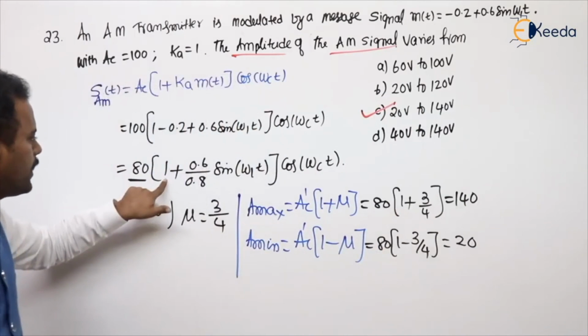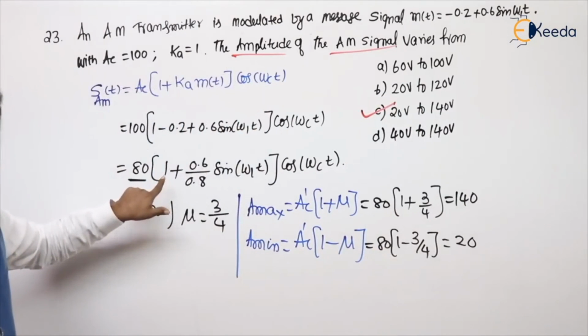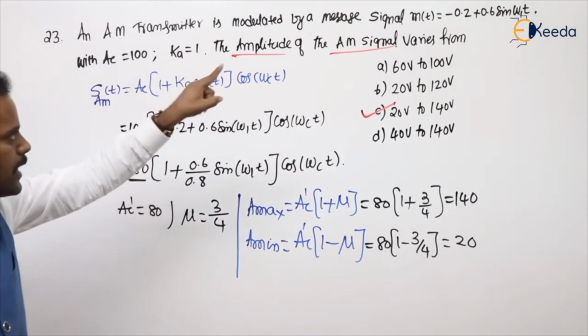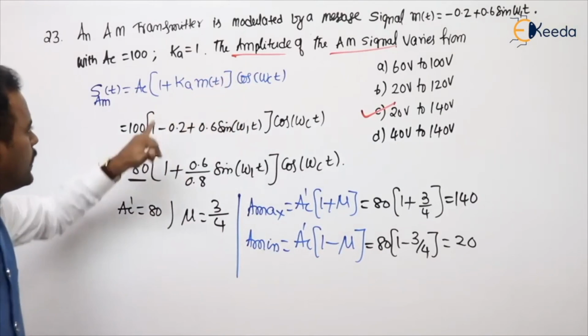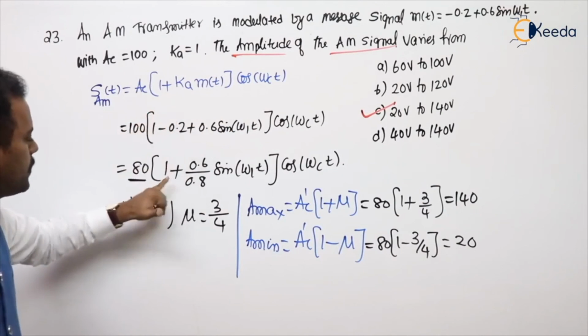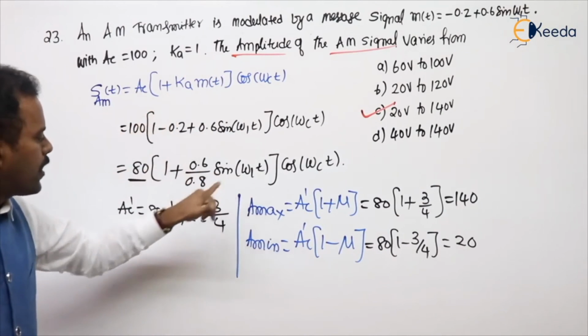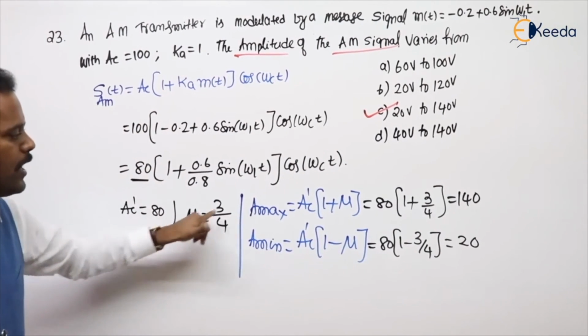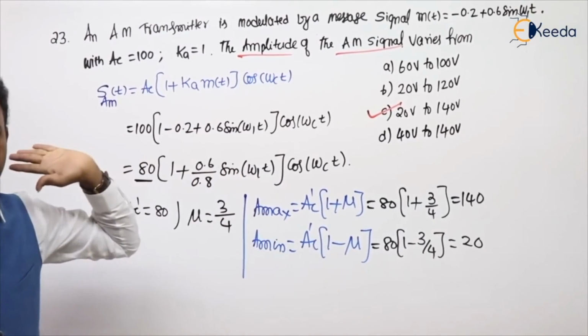So first try to bring it in a formal manner, standard format. Because he has given the message something differently, take the general expression, substitute, and bring it into the standard format. From there take AC and mu values and substitute in the formulas.